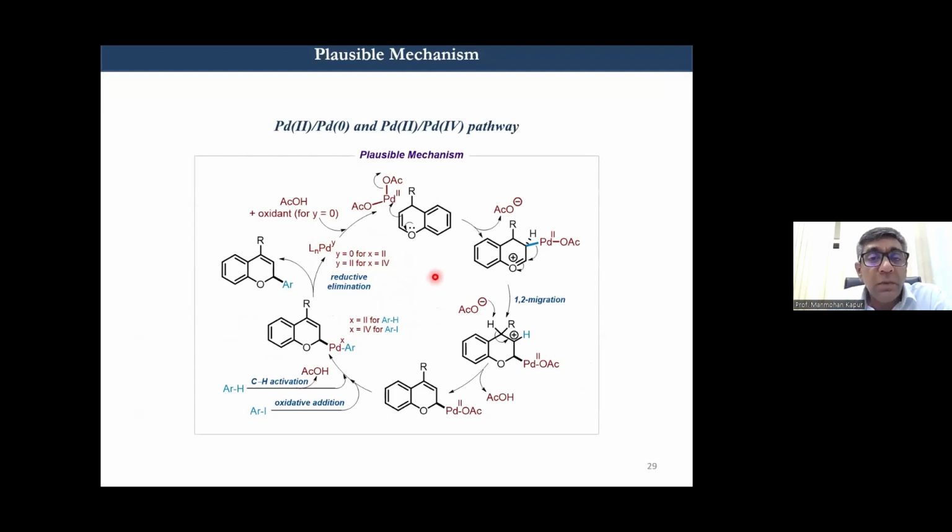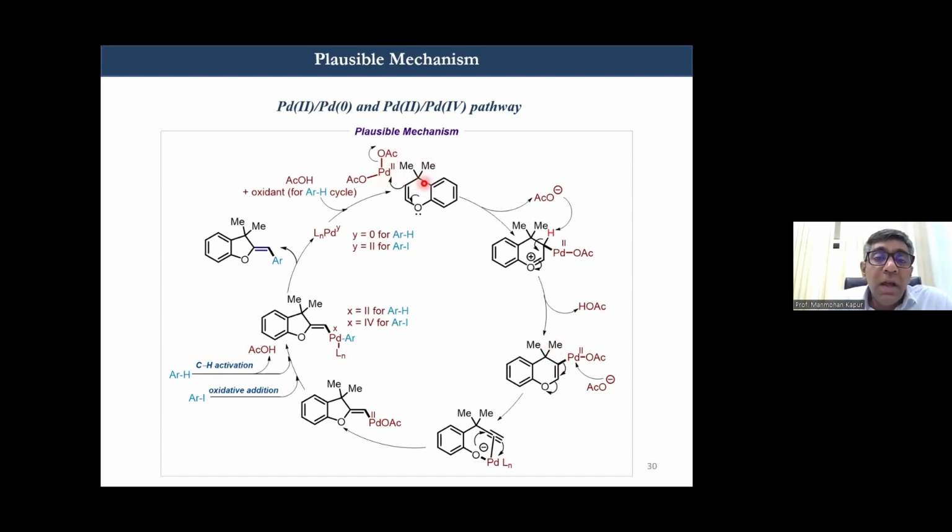There could be another pathway that would be operating. After one has generated this particular species, this could undergo a 1,2 migratory insertion, followed by the loss of H at this position to give you the same species that we proposed on the previous slide. This can now undergo an oxidative addition or a CH activation with the arene to give you this particular species, which now undergoes a reductive elimination to give you the observed C2 product.